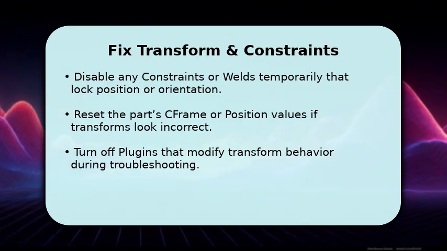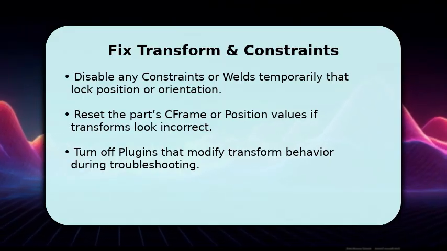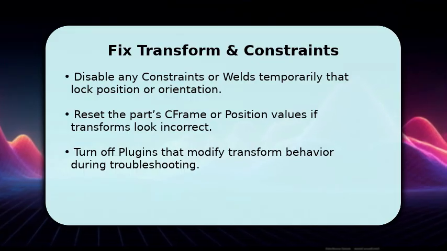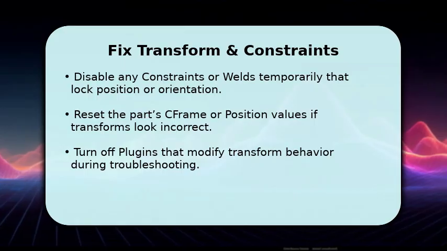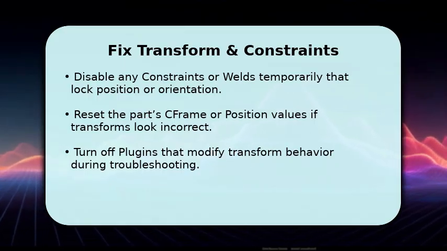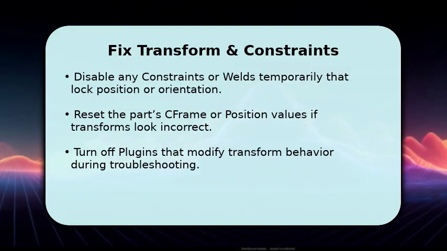Then inspect properties. Reset position or CFrame if values are corrupted, because a bad transform can snap objects unexpectedly. Also make sure you've turned off transform affecting plugins while testing, since they can intercept the Move tool.